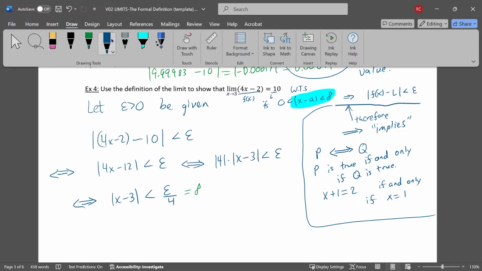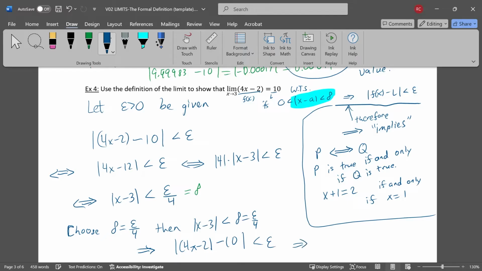So now to wrap this up, we can say choose delta equal to epsilon over 4, then the absolute value of x minus 3 being less than delta, which is epsilon over 4, will imply that the absolute value of 4x minus 2 minus 10 is less than epsilon, which implies the limit is 10 by definition.